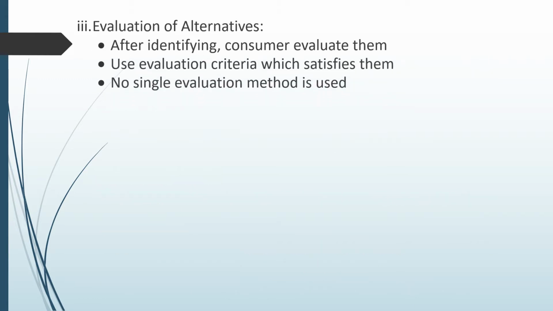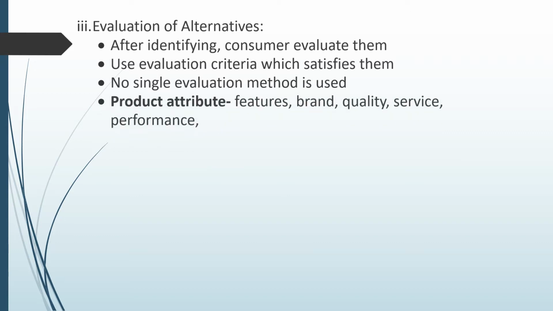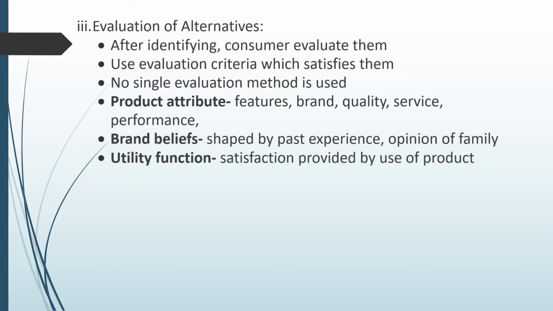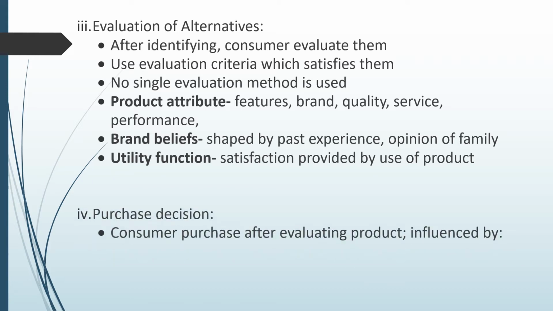Now we have evaluation of alternatives. After identifying alternatives, the consumer evaluates them using evaluation criteria which satisfy them. No single evaluation method is used. Criteria include product attributes, features, brand, quality, services and performance. Brand beliefs are shaped by past experience and opinions of family. Utility function is concerned with the satisfaction provided by the product.